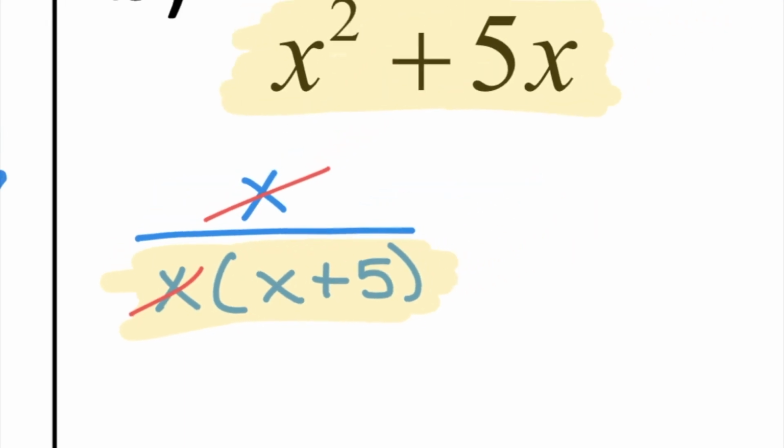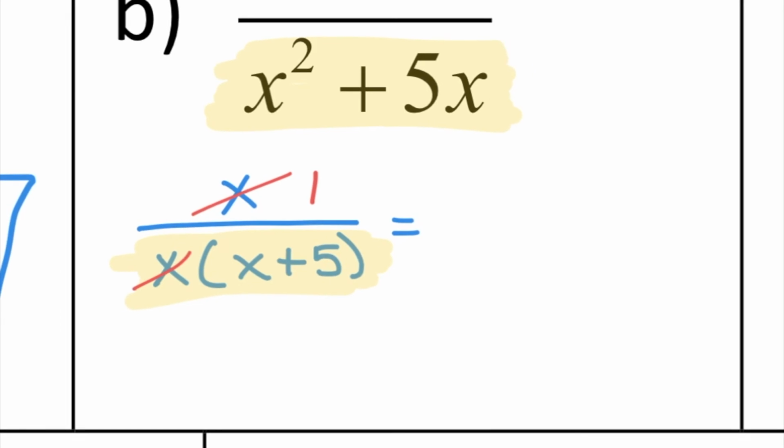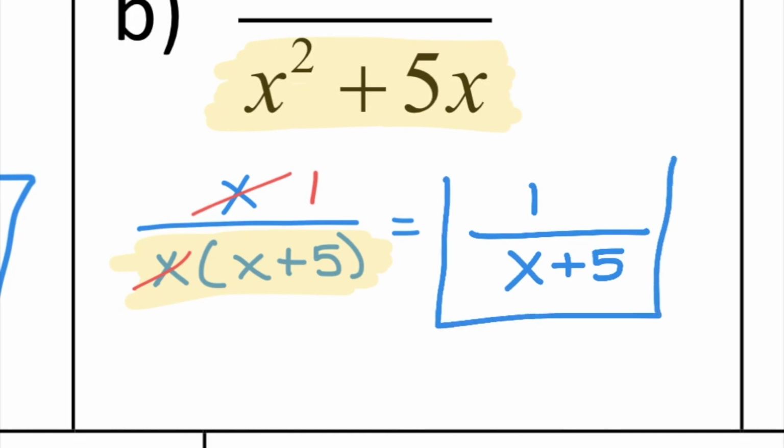Now be careful, because when you cancel that x in the numerator, you've actually divided out, and you've got a 1 in the numerator, and you have to write the 1. The 1 is not optional, and your answer is 1 over x plus 5.